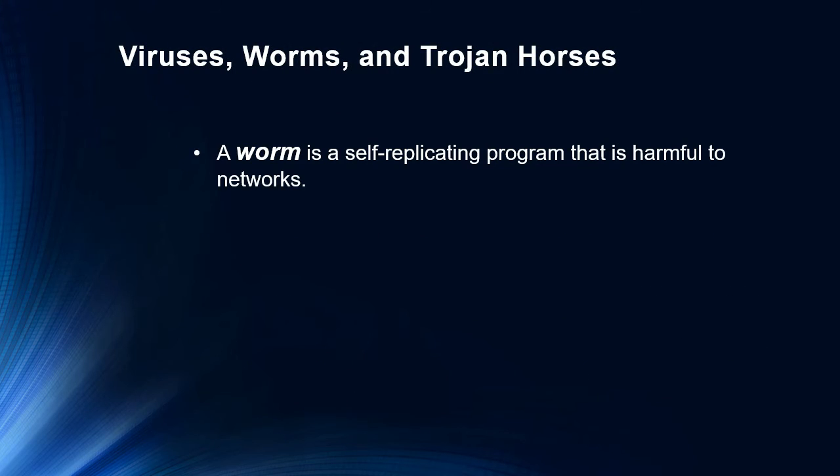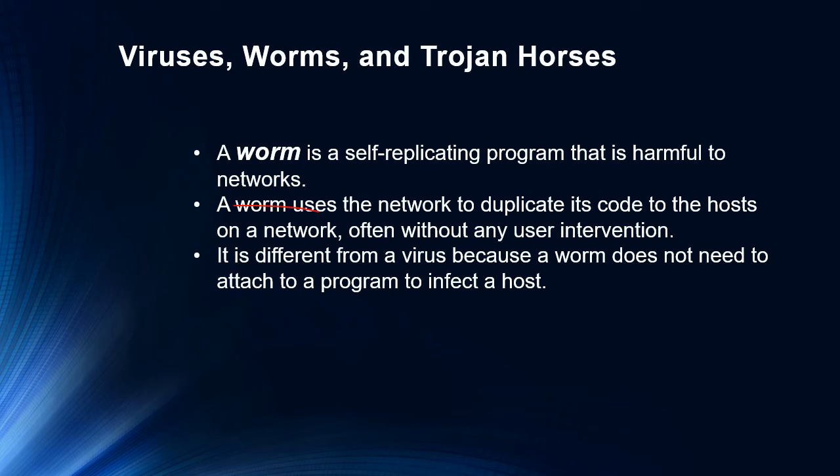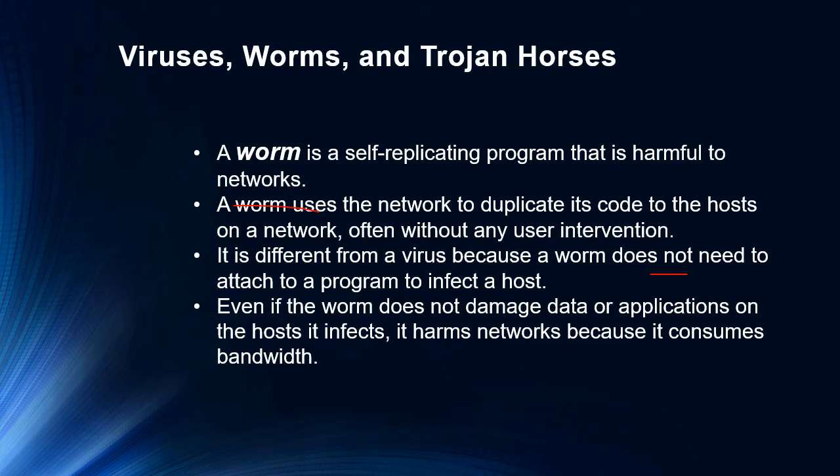How about worms? A worm is a self-replicating program that is harmful to networks. A worm uses the network to duplicate its code to the hosts on a network, often without any user intervention. It is different from a virus because a worm does not need to attach to a program or to infect a host. Even if the worm does not damage data or applications on the host it infects, it harms networks because it consumes bandwidth.